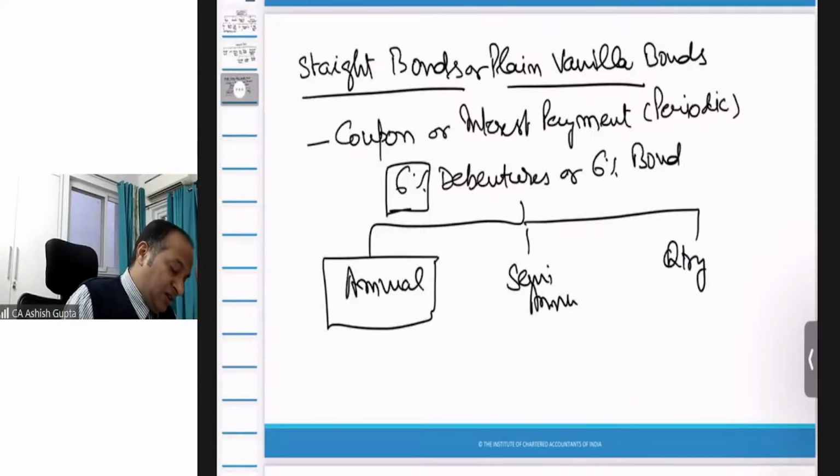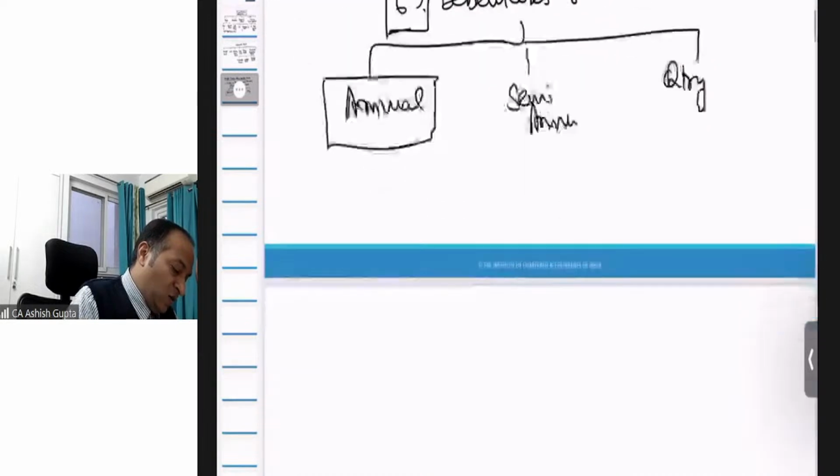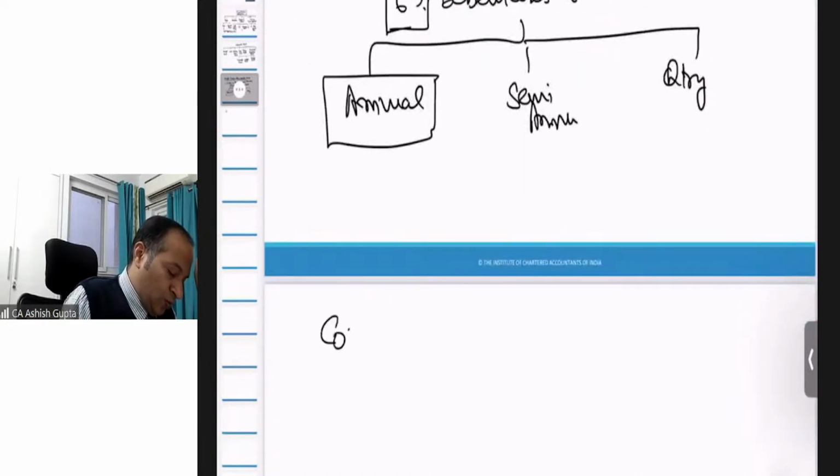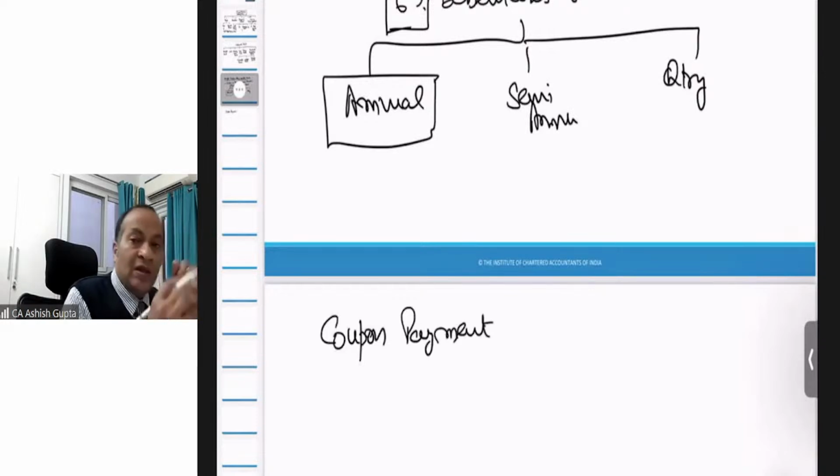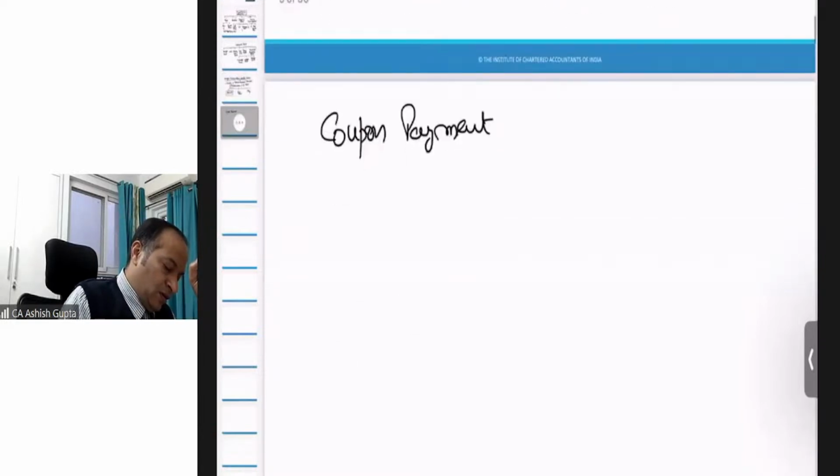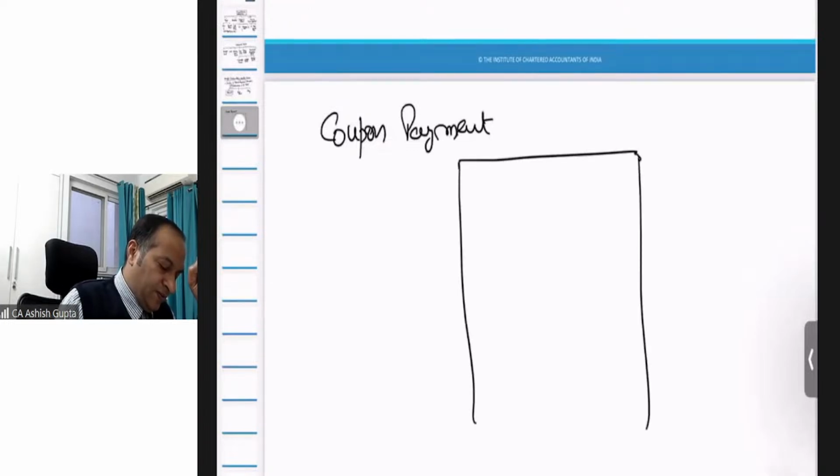Now there is a very interesting fact regarding why these are called coupon. This is called coupon payments. There was a time in earlier days in the USA, when any debenture was issued, the debenture used to be in that form.